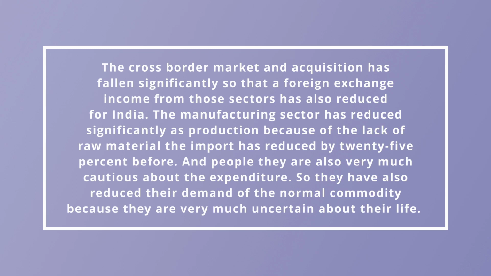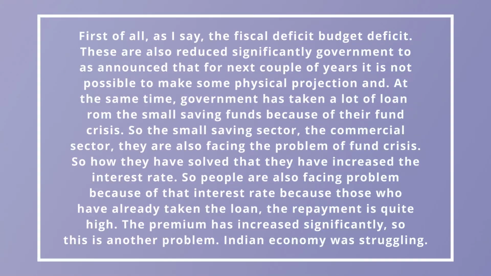And people are also very cautious about expenditure. So they have also reduced their demand for normal commodities because they are very uncertain about their life. They are facing the problem of economic uncertainty, health uncertainty, and obviously income uncertainty. So people have reduced the demand for commodities inside the country. Once the demand has reduced, production will automatically fall, and this is not at all a good indicator for economic development.